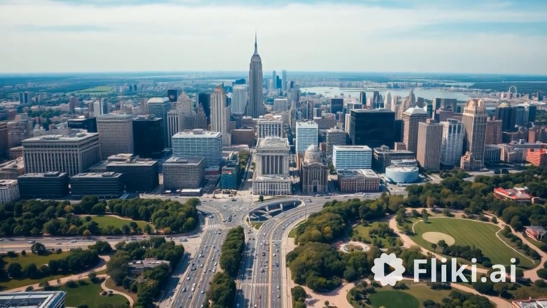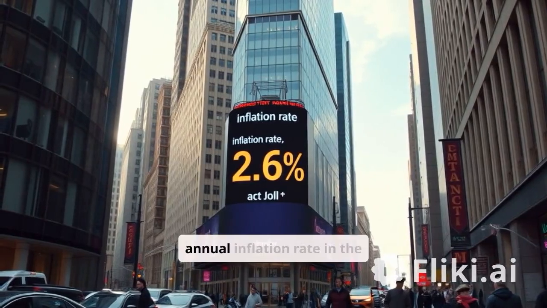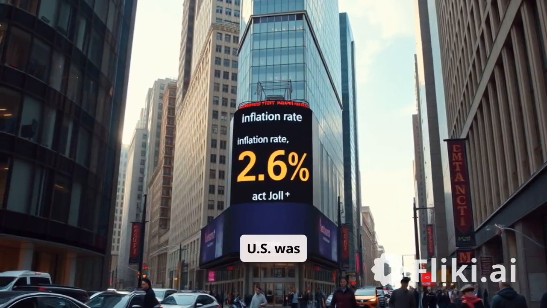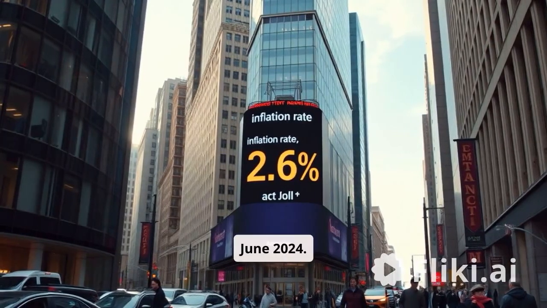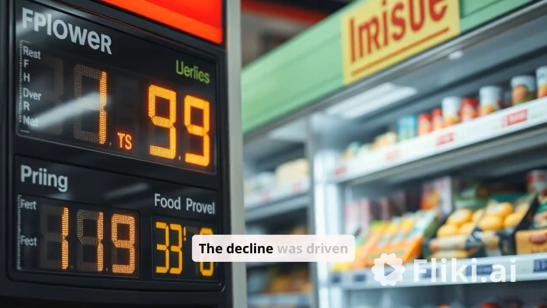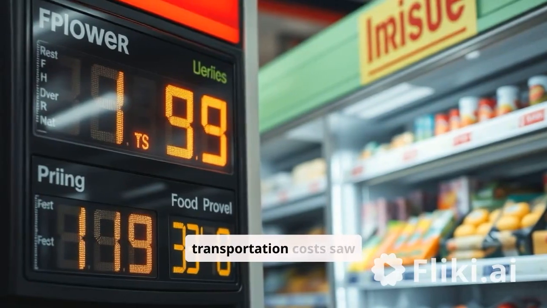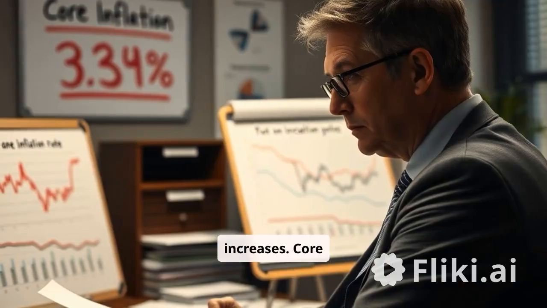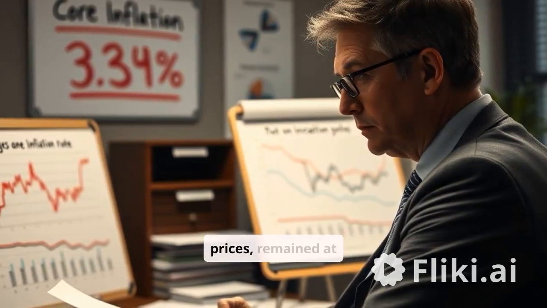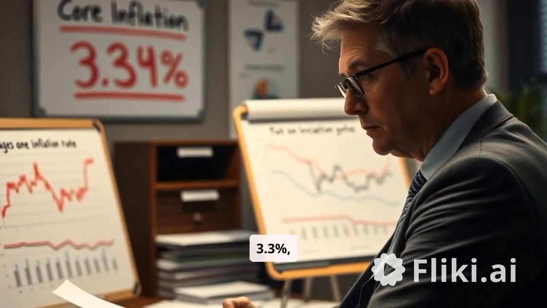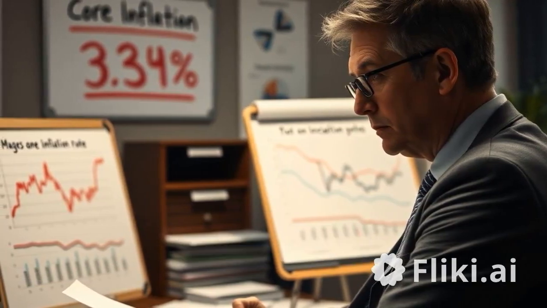1. United States. As of October 2024, the annual inflation rate in the US was 2.6%, down from 3.0% in June 2024. The decline was driven by lower energy costs, though food prices and transportation costs saw increases. Core inflation, which excludes volatile energy and food prices, remained at 3.3%, indicating persistent price pressures in other sectors.